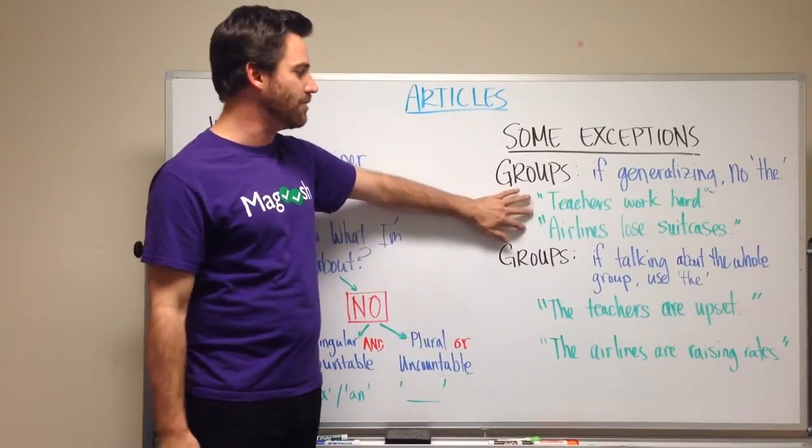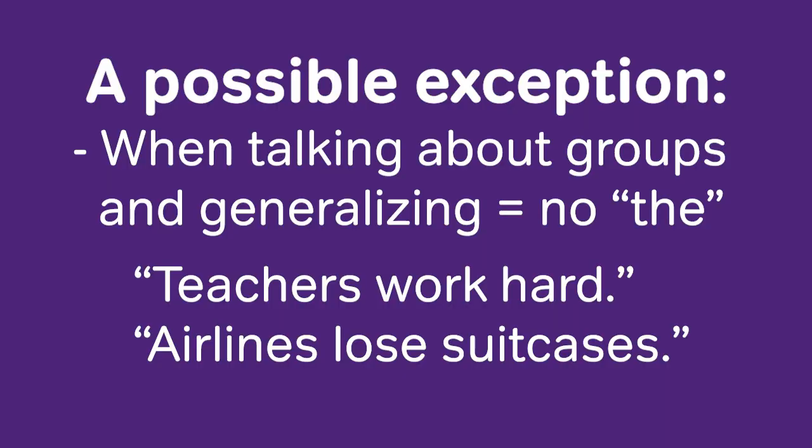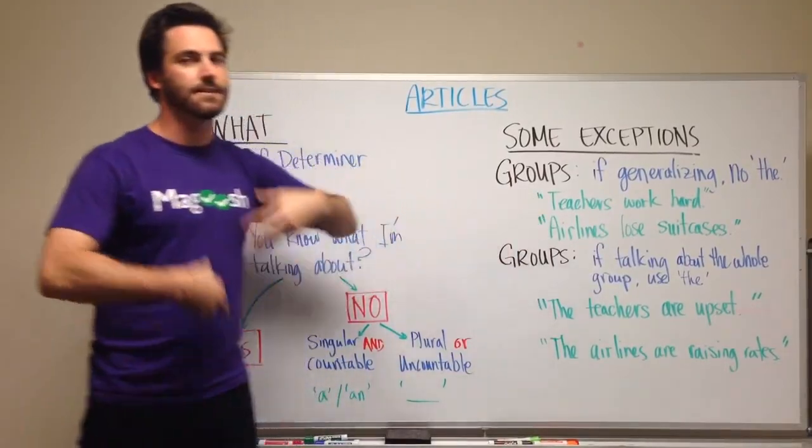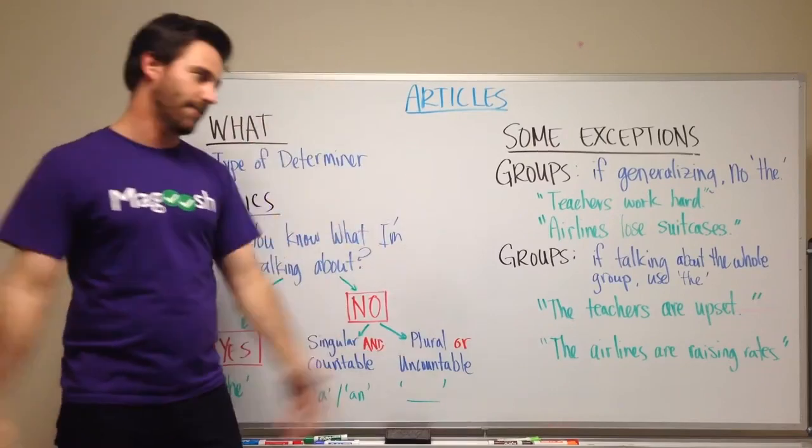For example, here I have two sentences, and I'm making general statements. Teachers work hard. Making a general statement, so we're not going to say the teachers. Again, airlines lose suitcases. This is a general statement about suitcases. You might have lost yours on occasion. Both of these sentences imply nothing particular about the group, but just refer to the group as a whole.